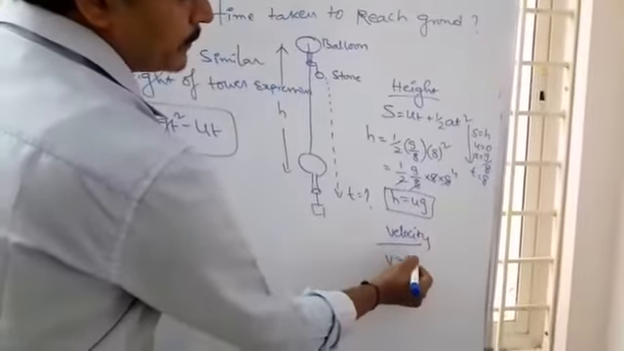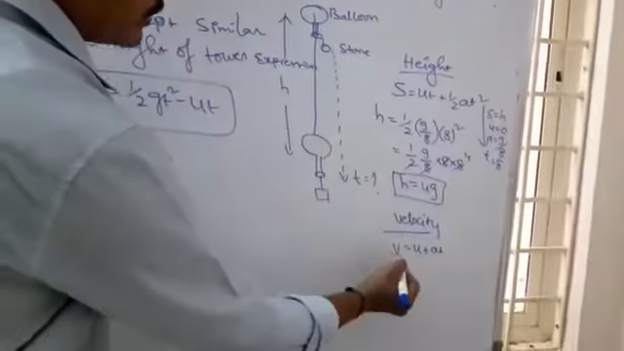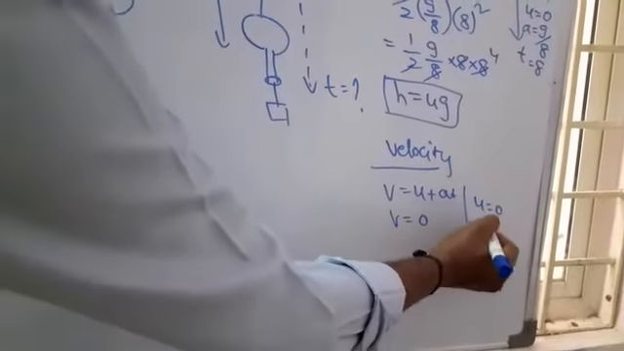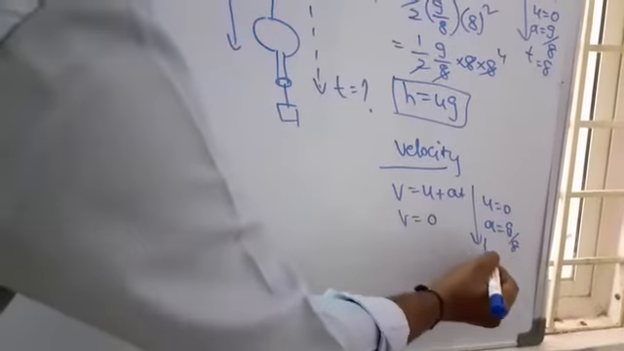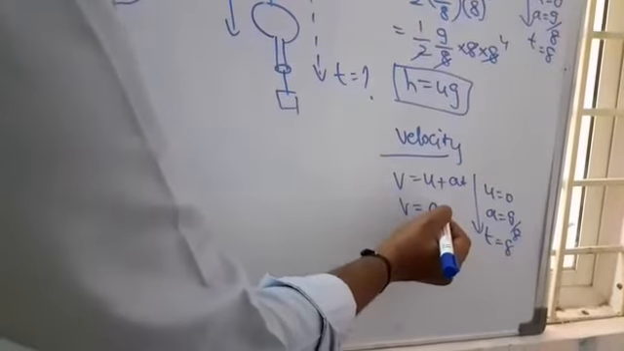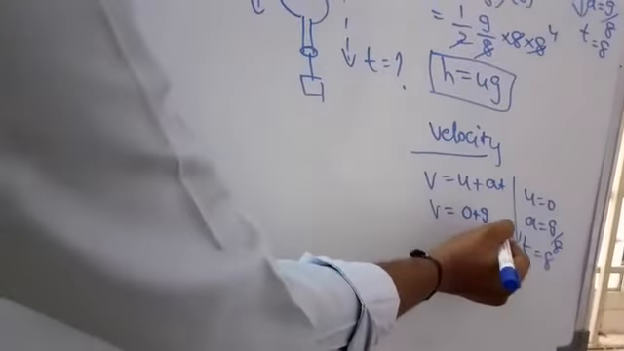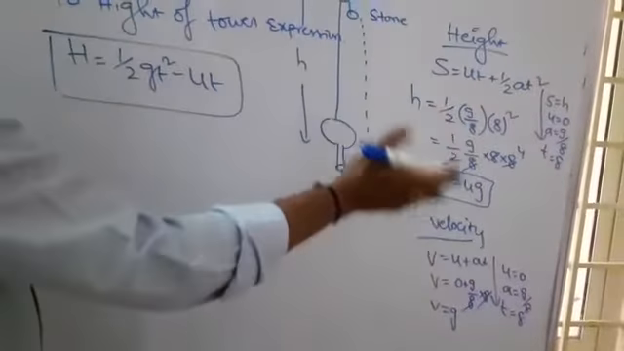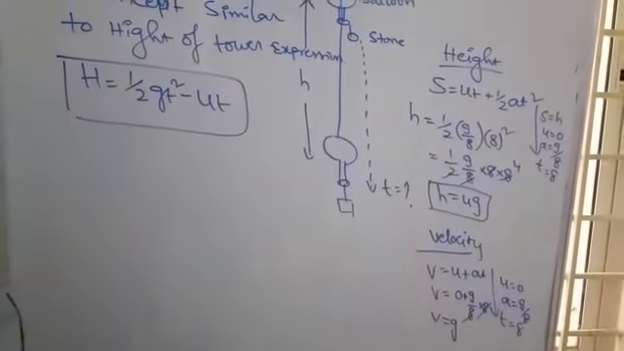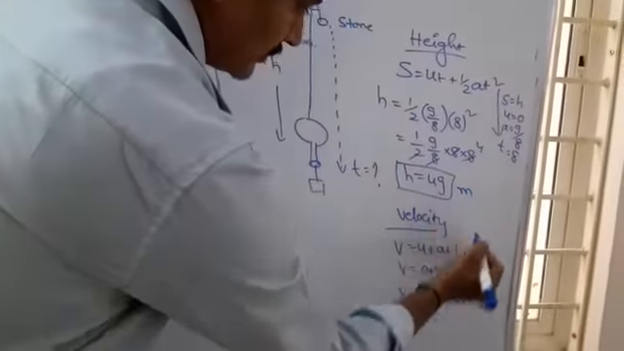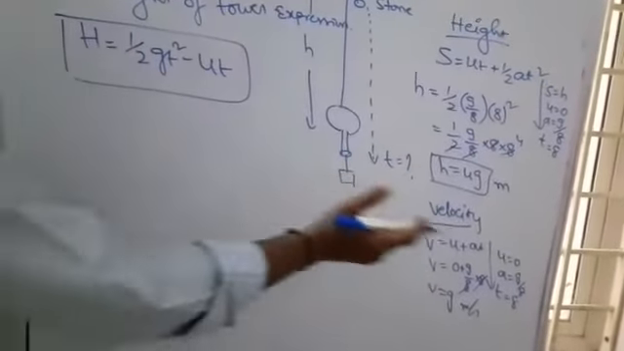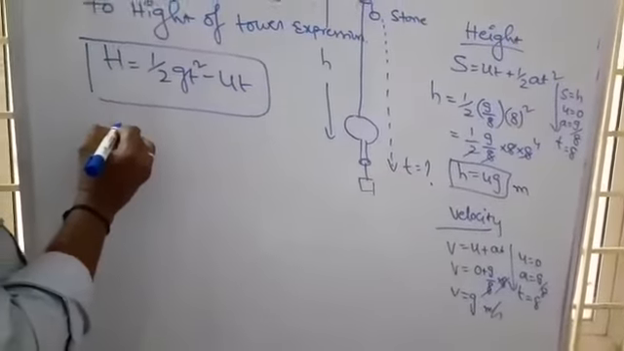Velocity, with which velocity it comes down, right? v is equal to u plus at, right? So u is 0, a is equal to g by 8, t is equal to 8, therefore 0 plus g by 8 into 8, the 8s cancel, v is equal to g. So the height value and velocity value are measured, and then these values can be substituted into this equation.